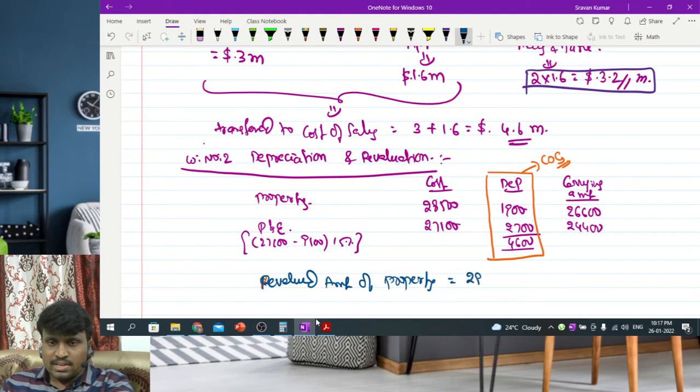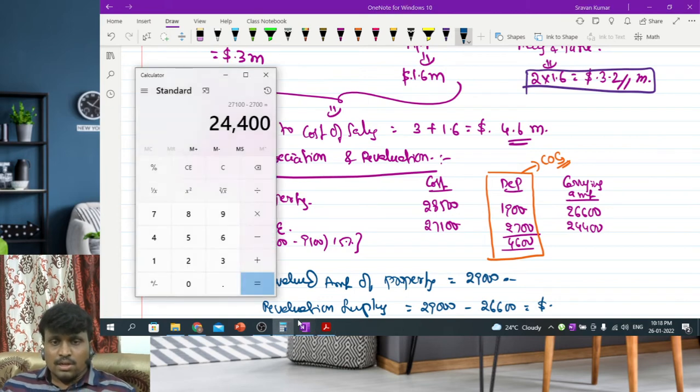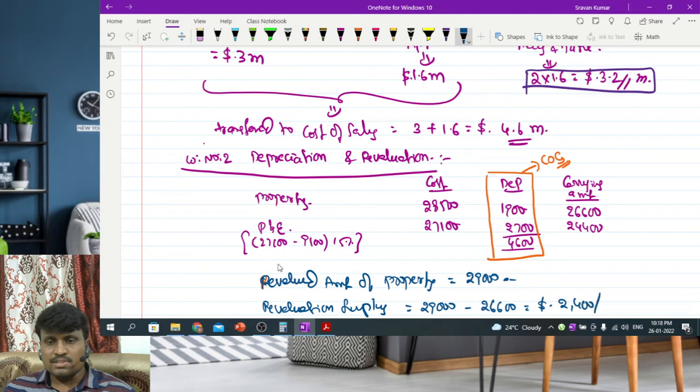So how much amount? 29,000 minus 26,600. What is the revaluation surplus? How much amount is there? 29,000 minus 26,600 equal to 2,400. That is the revaluation surplus.